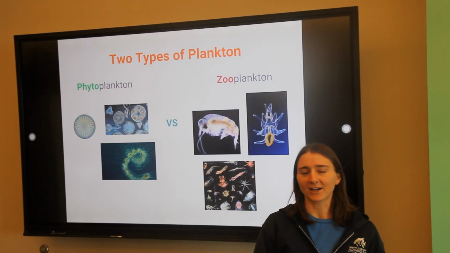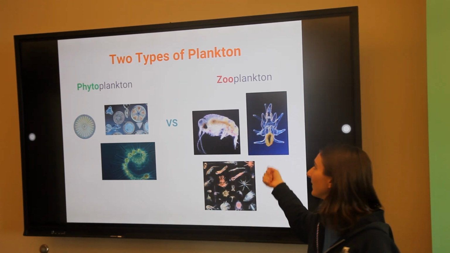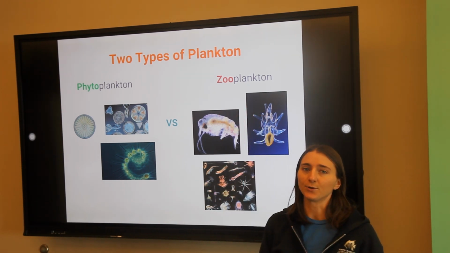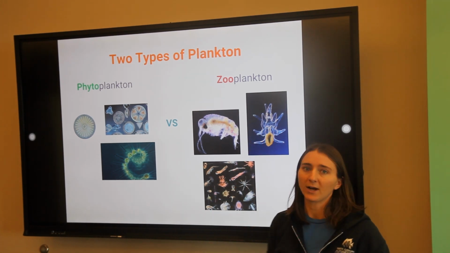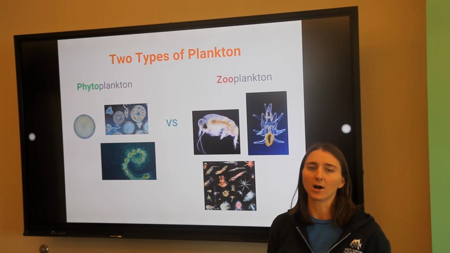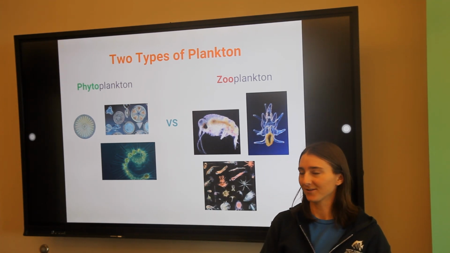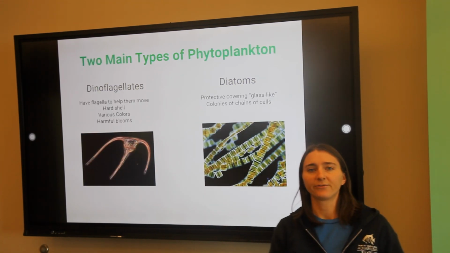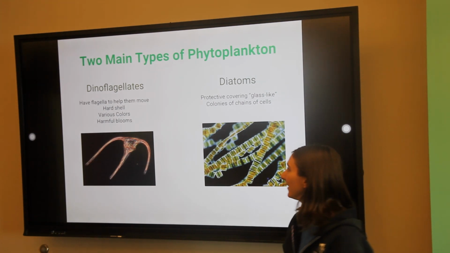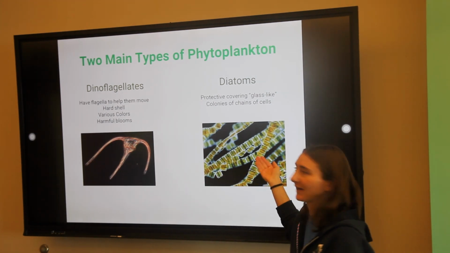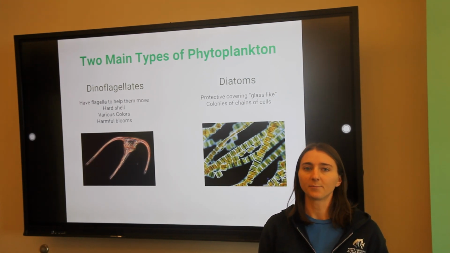There's two main types of plankton. We have phytoplankton and we have zooplankton. Now this red word right here, zoo, kind of gives you an indicator as to what zooplankton is, because a zoo has animals. So our zooplankton are our animal plankton, whereas the phytoplankton are the plant planktons. We're going to focus on just the phytoplankton first, so the plants. There's two main types of phytoplankton. We have dinoflagellates and we have diatoms. They have different characteristics, but they're both different types of plants.